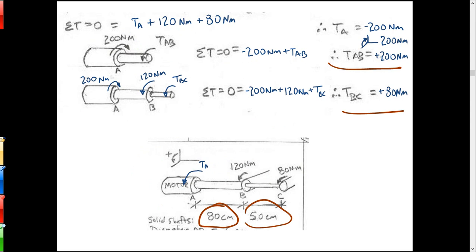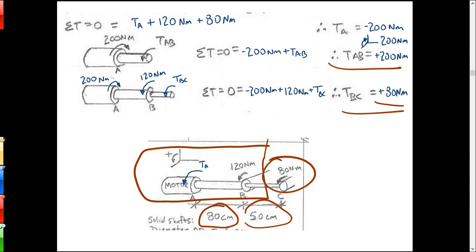And then I could do the same thing and get the internal torsion in BC, same deal. I cut through BC. I take everything to the left, which is where my reference point is. I got 200 at A, positive 120 at B, so that when I do the equilibrium, I get 80 in between B and C, okay? All right, and also, of course, that equals that applied torsion at C. All right. So what I've just found there are the internal torsions. Anywhere between A and B, it's positive 200, and anywhere between B and C, it's positive 80.